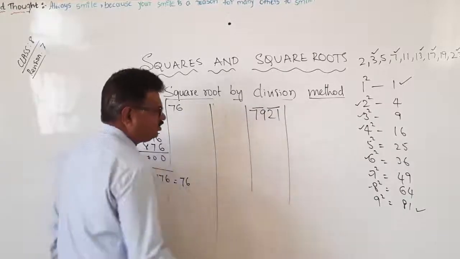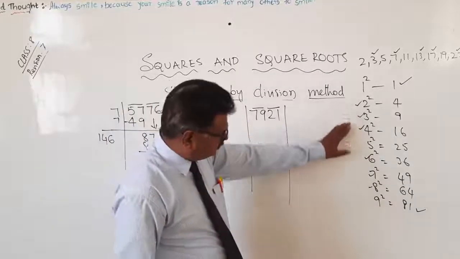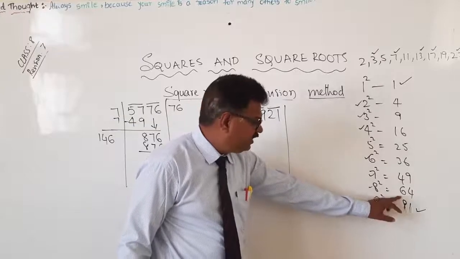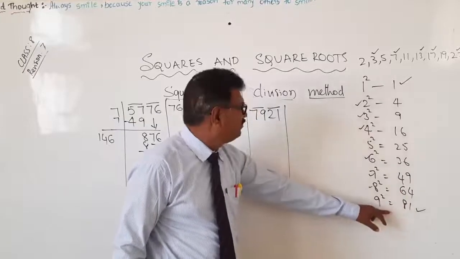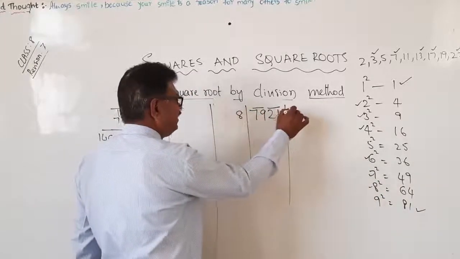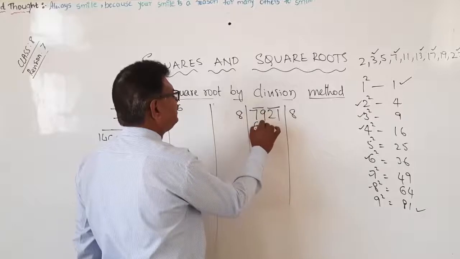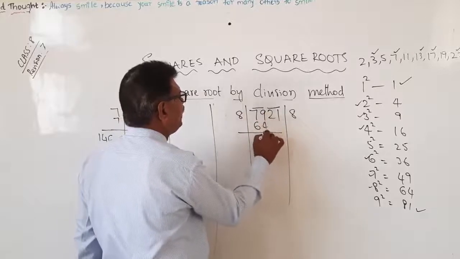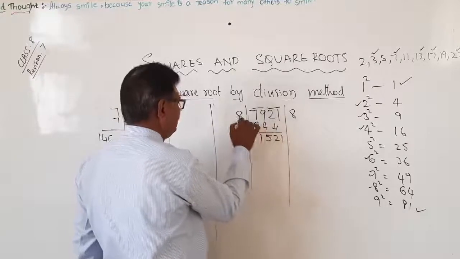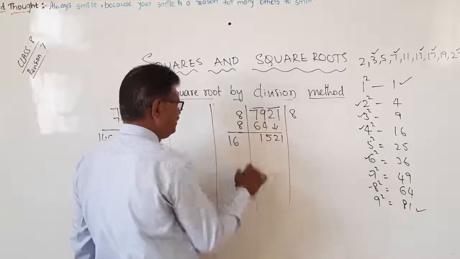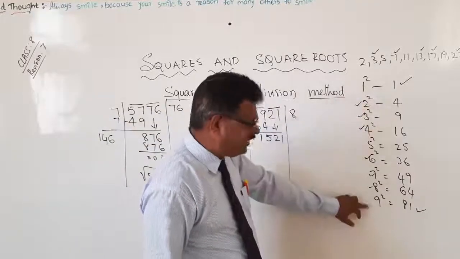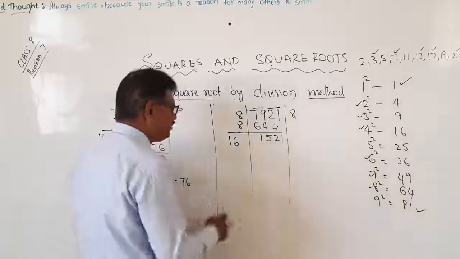Now you see where 79 lies, between 64 and 81. Therefore we should take 64 or 81. We should take 64. 64 means here 8, here 8. 8 8s are 64. 5 and 1. Next number 21. 8 plus 8, 16. Now the last number is 1, which means either it is 1 or it is 9. So we will take 1 only.